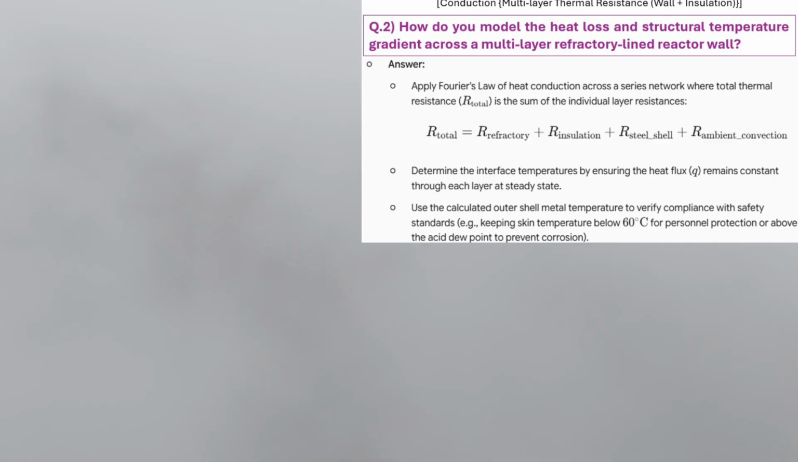Precisely. Now, if the highly pressurized, hydrogen-rich process gas manages to slip past the internal refractory layer. Through expansion joints or stress cracks. Right. It physically bypasses the designed conductive resistance. This gas slip creates a direct, localized convective hotspot against the bare steel shell.